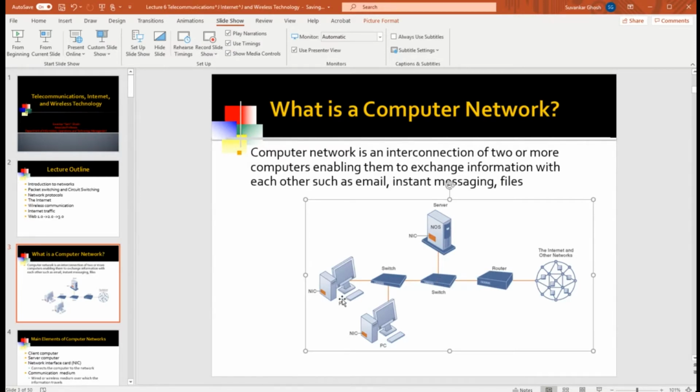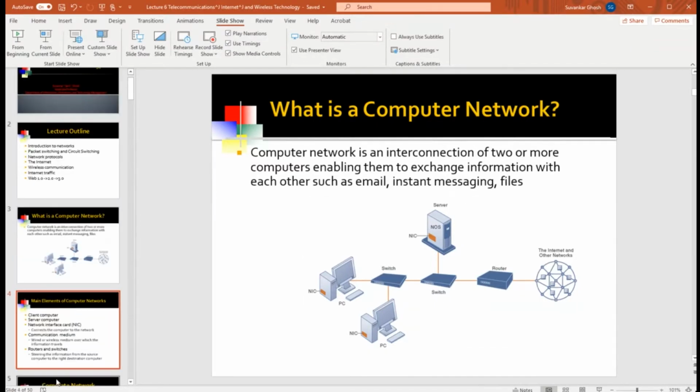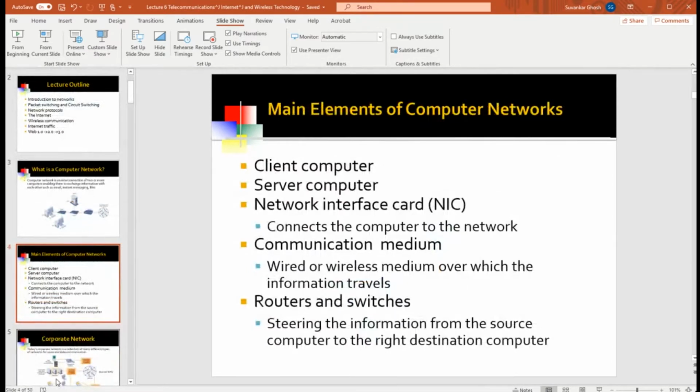And also in the end system, in the computer system, you have what's known as the network interface card, the NIC, for the purpose of connecting the computer to the network. And so these are the elements of the network, if you will. The network interface card, the communication medium, and the communication could be wired or it could be wireless as well.